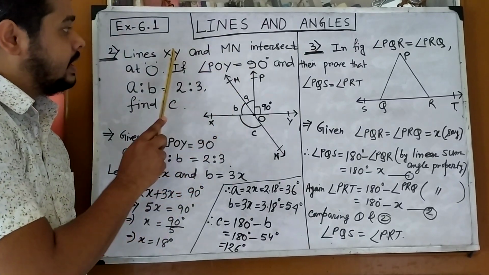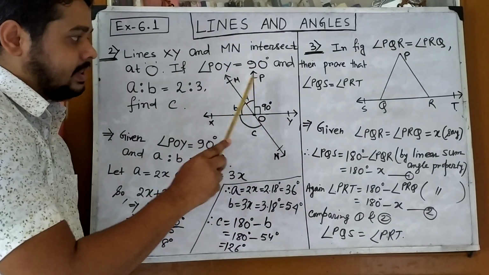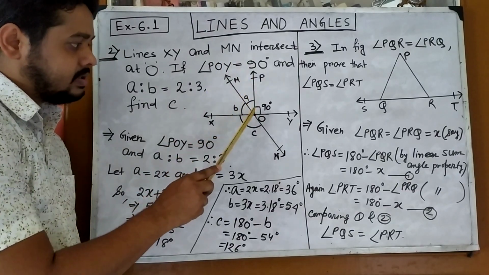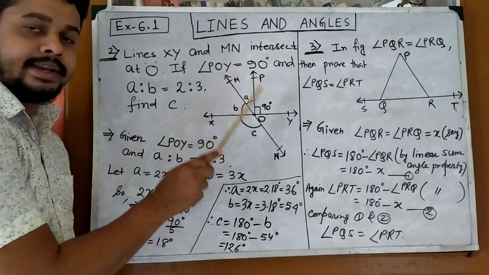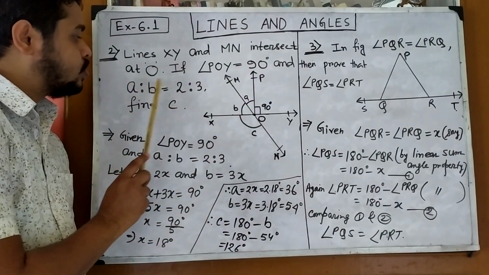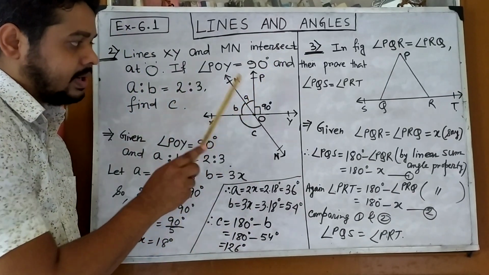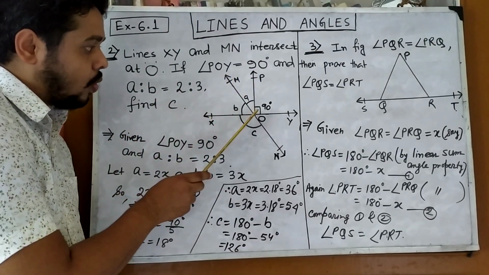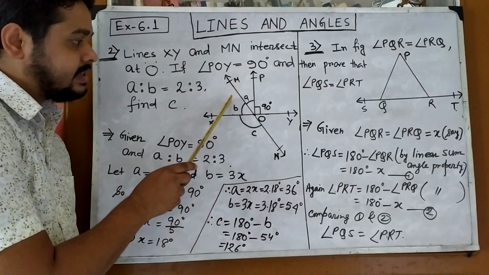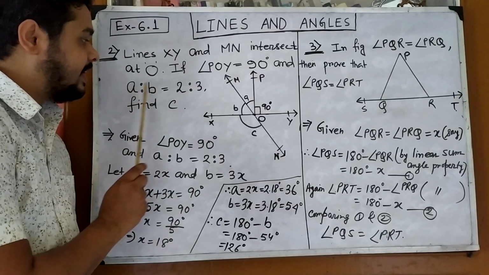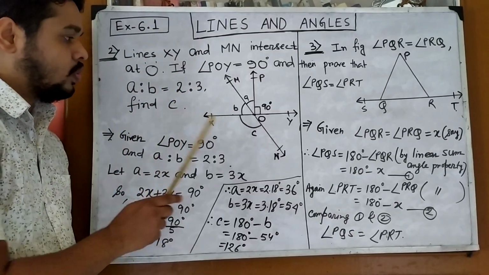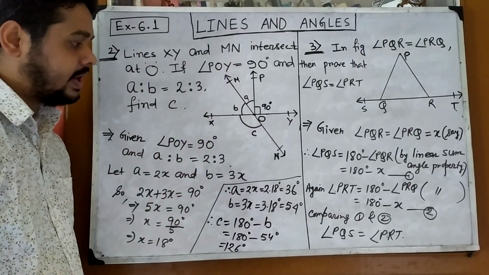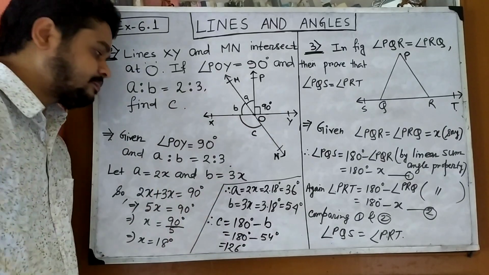In this figure, given XY and MN intersect at O, and POY, this portion, is 90 degree, already mentioned there, and A is to B equal to 2:3. See this one, angle A means MOP and B means XOM. These two angles are A and B respectively and their ratio is 2:3. We have to find the angle C. C means angle XON. This is our angle C, XON.